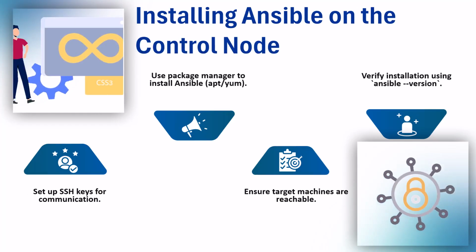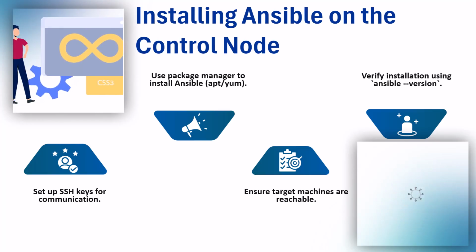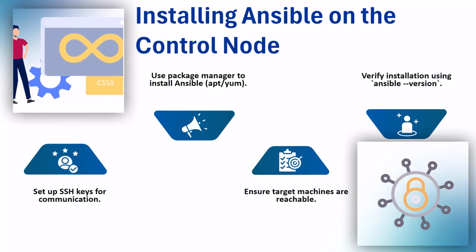All right, let's install Ansible. This part is easy. Just use the package manager like apt or yum. Once installed, check with ansible --version to make sure it's there. Setting up SSH is like handing over keys to your house. Your control node needs to enter other machines smoothly. If Ansible can't talk to your targets, it's just yelling into the void.